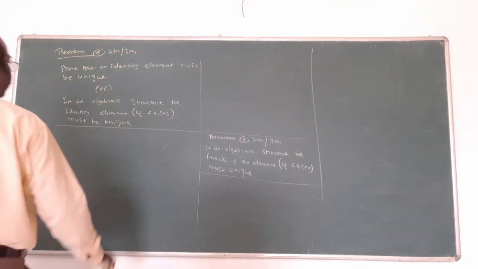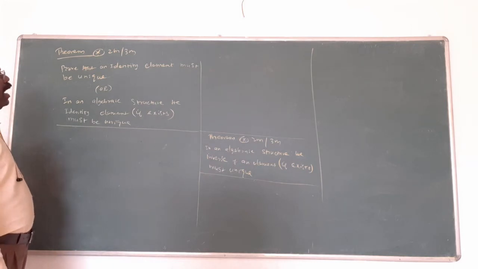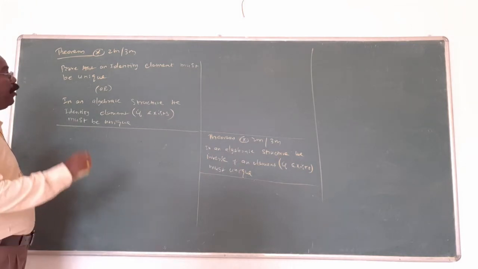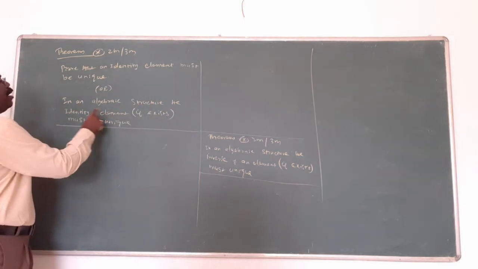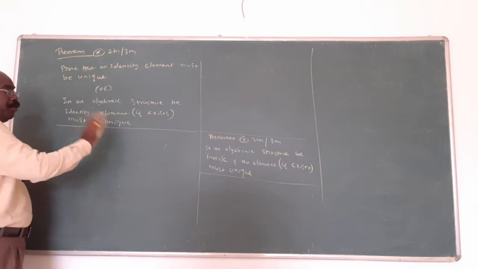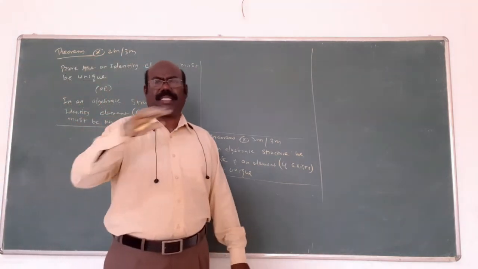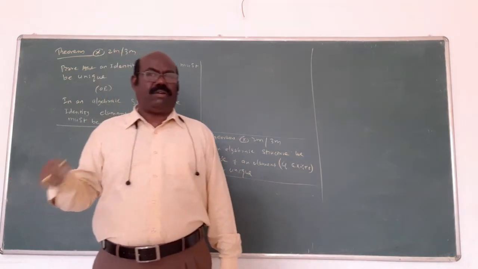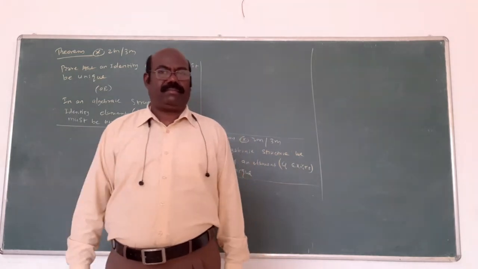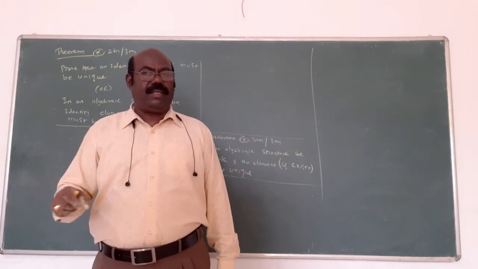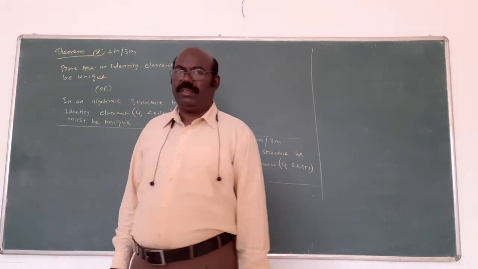Listen here. Exam theorem: prove that an identity element must be unique, or in an algebraic structure, the identity element, if it exists, must be unique. That means what? One set is there, so many elements are there. Out of so many elements, only one element is the identity element. That only you want: identity element is unique.